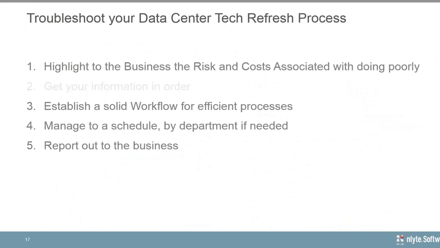If I were to say the top 5 things to troubleshoot your data center tech refresh process, number 1 is highlight all these risks to the business, whether it's the CIO or your infrastructure and operations management team, to say, hey, doing nothing is risky. Secondly, say, hey, I need to get my information in order. Spreadsheets or whatever system we have is probably not cutting it. And then establish a workflow, because that can cut down on redundant processes.